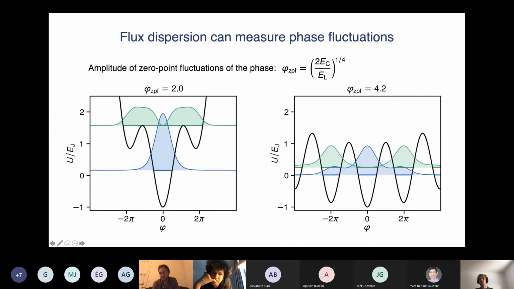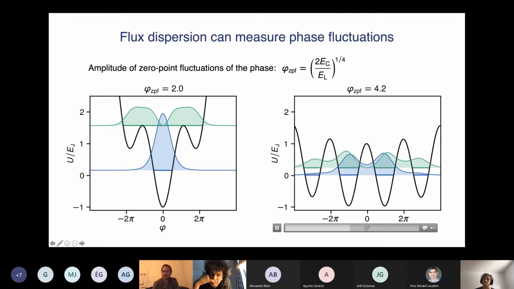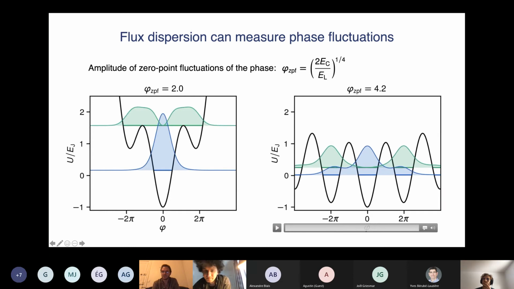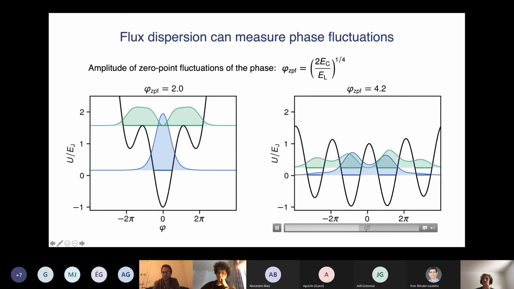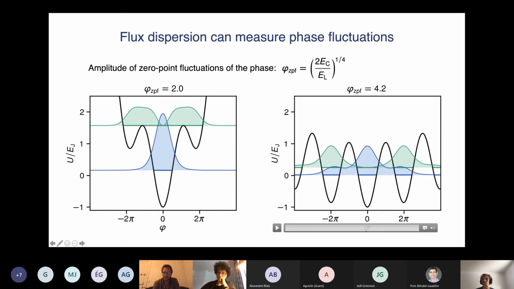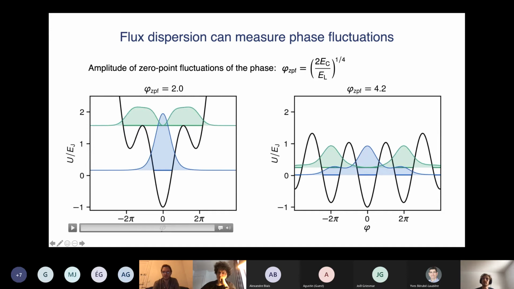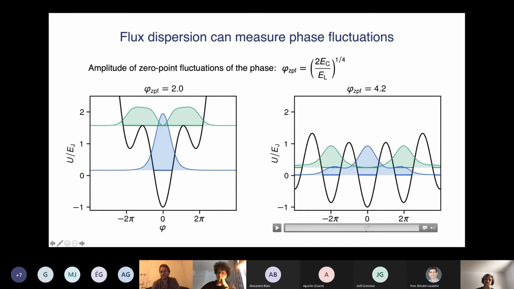As phi ZPF increases to 4, which is the Blochnium regime, we see that at 0 flux we have the ground and excited state wave functions living in multiple wells, and we do the exact same thing. What happens is that the ground and excited state, since they're so delocalized between multiple wells, you get this sort of surfing-like behavior, and actually the raw energy levels themselves don't change as a function of flux at all. So in this particular experiment, we can really connect the flux dispersion of the first excited state transition with the amplitude of the 0-point fluctuations of the phase, and also with the ground state delocalization. So these are all really signatures of the exact same physics here.